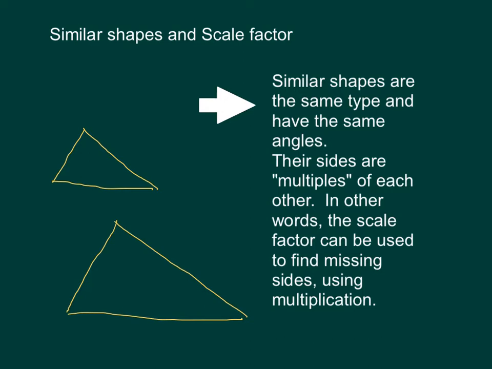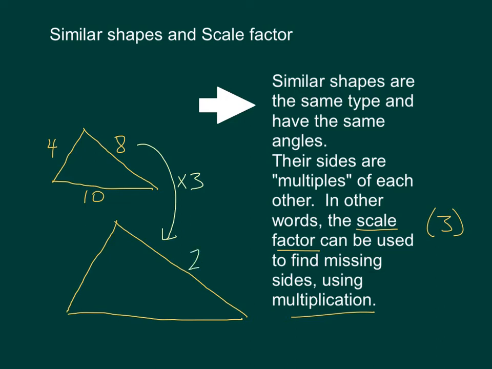Their sides are multiples of each other. So let's say in this smaller triangle, the sides are 4, 8, and 10. It says here the scale factor can be used to find the missing sides. So let's say my scale factor is 3. If I have a scale factor of 3, then I'm going to multiply each of the sides in the original triangle by 3 to get the side in the larger triangle.